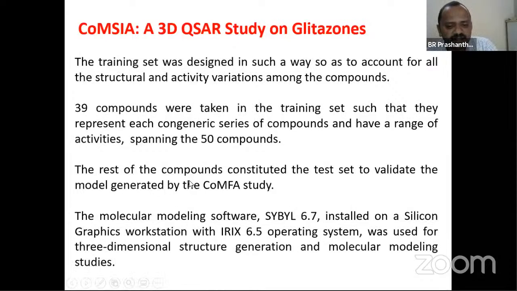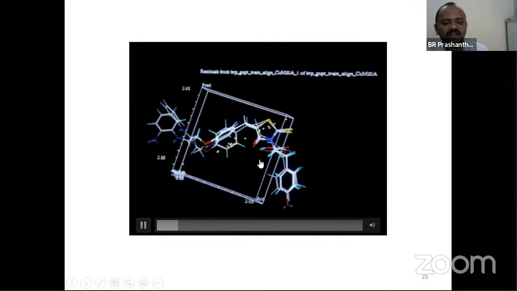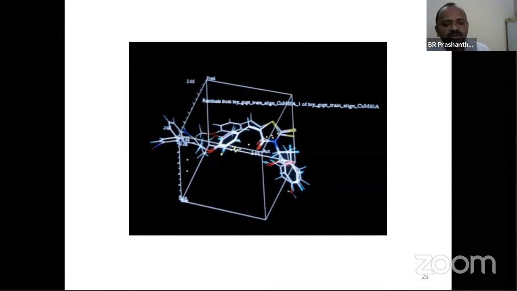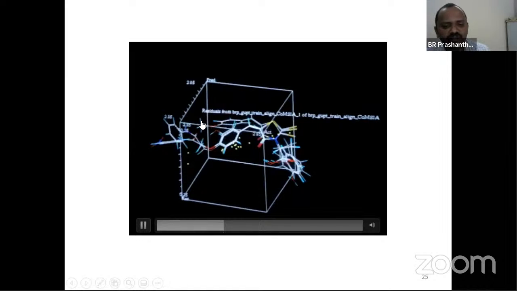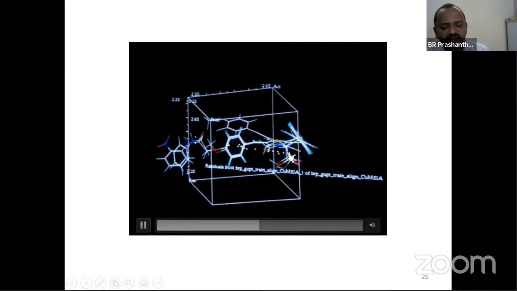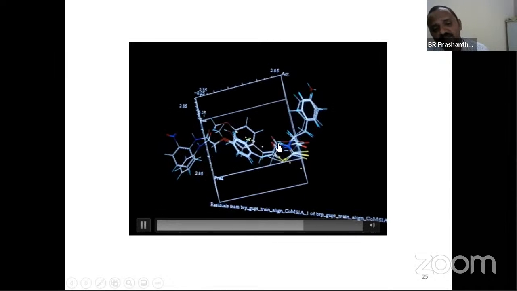The rest of the compounds constituted the test set to validate the CoMSIA studies. We used Sybyl 6.7 installed on a Silicon Graphics workstation, IRIX 6.5, an older version. Once the molecules are aligned like this in a cube, you can see the yellow dots, which are inclined with respect to the cube, where we have the experimental activity and the predicted activity.